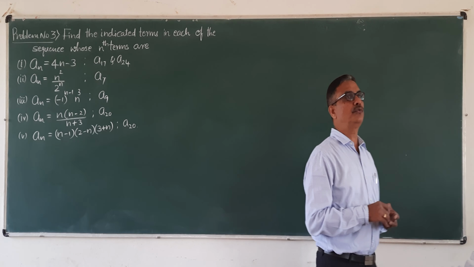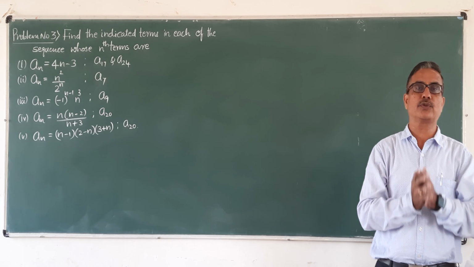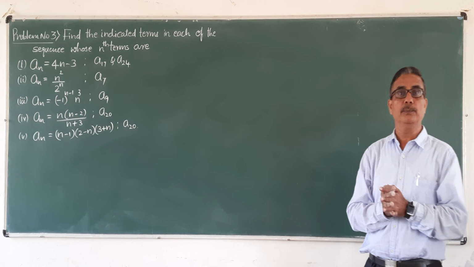Whereas to find the sum to n terms of an arithmetic progression, let Sn denote the sum of all terms of the arithmetic progression. After simplification, the sum of n terms of the arithmetic progression, denoted by Sn, is equal to, what is the formula? n by 2 into bracket 2a plus (n minus 1) into d.